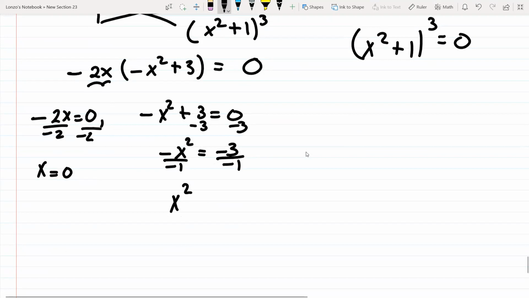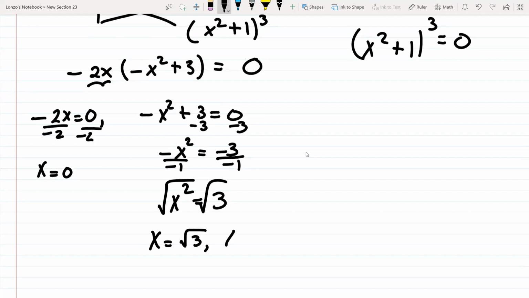So this is going to be x squared equals positive 3. And when you take the square root, you get two values, right? The positive root and the negative. So one is going to be radical 3, and the other is going to be negative radical 3, and then your other x value is 0. So we have a total of 3 critical values.